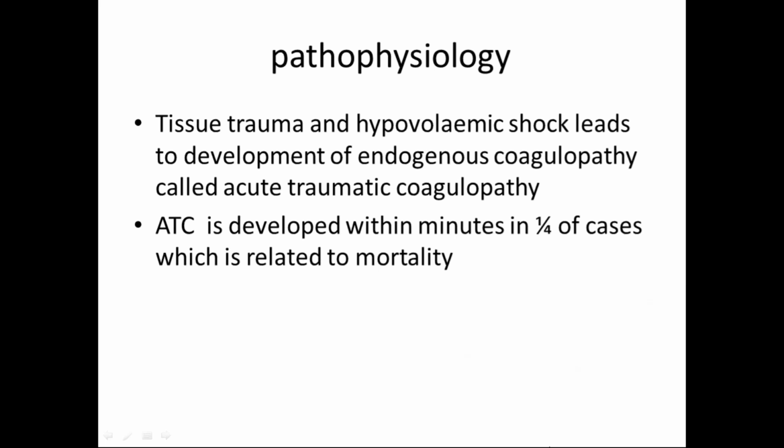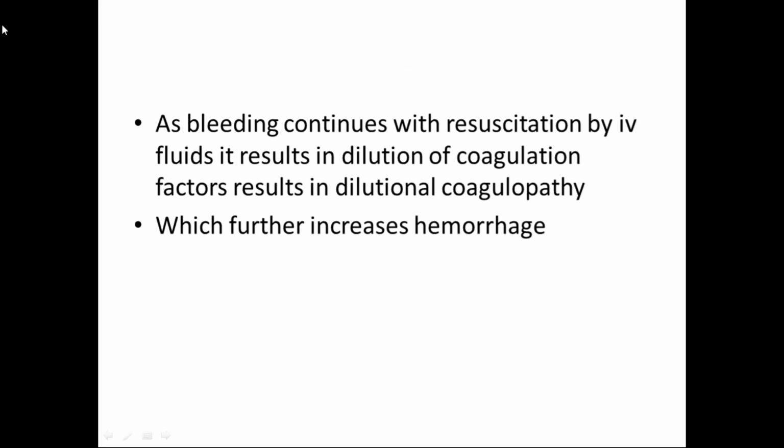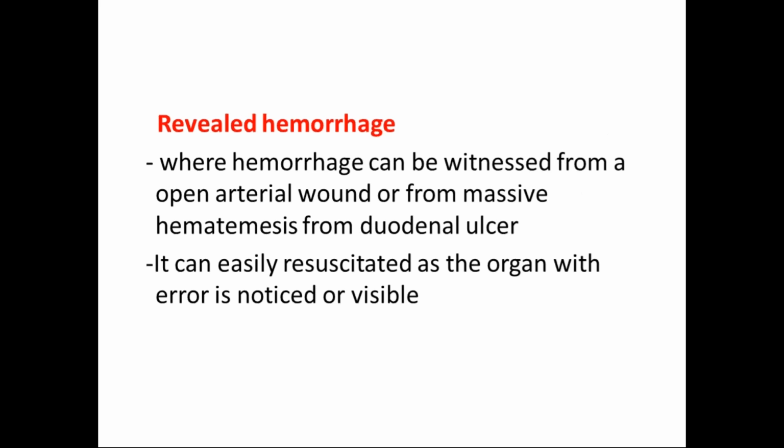Coming to pathophysiology, tissue trauma and hypovolemic shock lead to development of an endogenous coagulopathy called acute traumatic coagulopathy, ATC. As bleeding continues with resuscitation by IV fluids, it will result in dilution of coagulation factors, resulting in dilutional coagulopathy, which will further increase hemorrhage. So if we have to plan for replacement, the ideal fluid of replacement in hemorrhagic shock is blood, and not IV fluid, because high resuscitation with IV fluids leads to dilutional coagulopathy, leading to further bleeding.